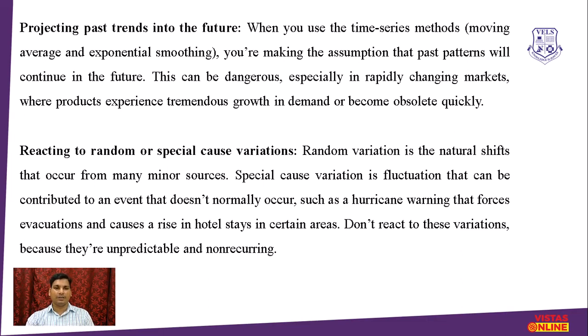Reacting to random or special cause variations. Random variations are the natural shifts that occur from many minor sources. Special cause variation is fluctuation that can be attributed to an event that does not normally occur, such as a hurricane warning that forces evacuation and causes a rise in hotel stays in certain areas. Do not react to these variations because they are unpredictable and non-recurring incidents.